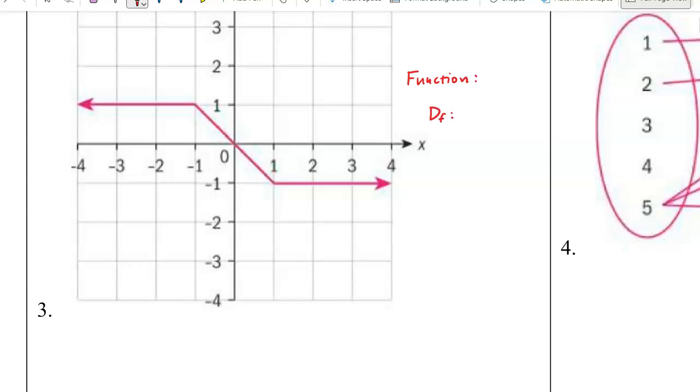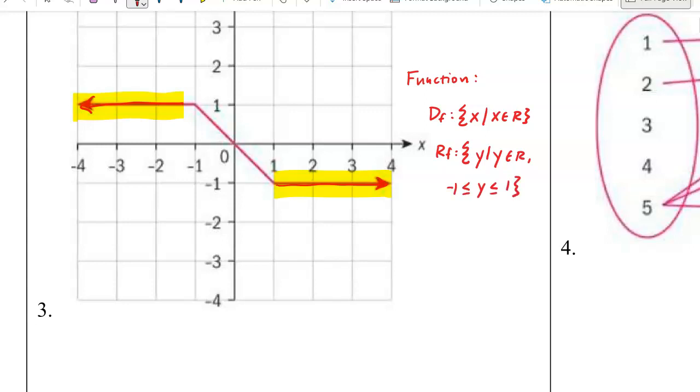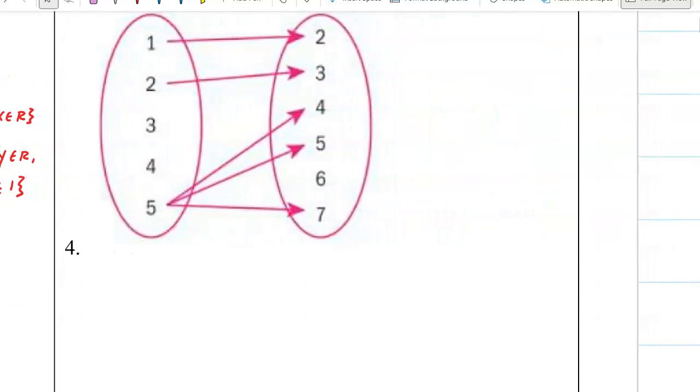Okay, and the domain of the function is x such that x is an element of all real numbers. The range of the function is y such that y is an element of all real numbers. And then let's go ahead and identify y. It looks like this is a horizontal line right here. It looks like these are horizontal lines. Okay, so we can identify it as all the numbers between -1 and 1. Okay, good job, guys. Okay, next.